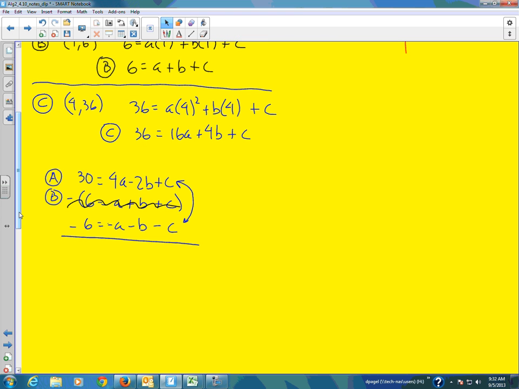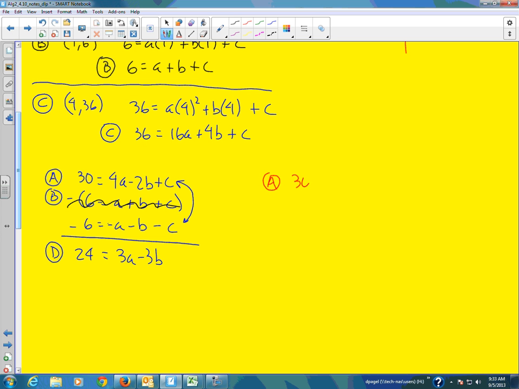We rewrote it, and I have 30 minus 6, 24; 4a minus a, 3a; negative 2b minus b, minus 3b. This now becomes my new equation. We'll call it D. I will then choose two other equations. I used A and B last time. Maybe we use A and C.